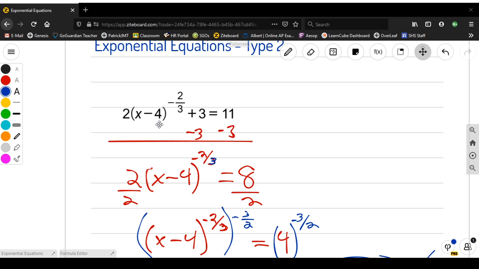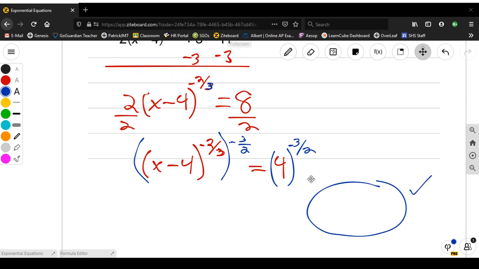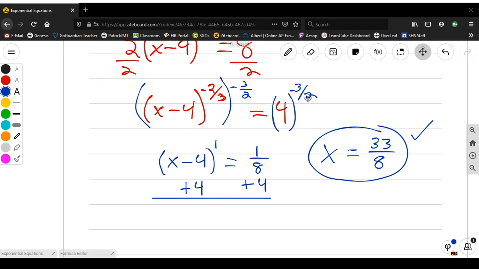How do we get rid of the exponent? Raise both sides to the reciprocal power. Make sure you simplify. As we did here, simplifying the 4 raised to the negative 2/3 is 1/8. Add 4 and you are finished. There we go. That's solving the second type of exponential equation that I'm going to give you.